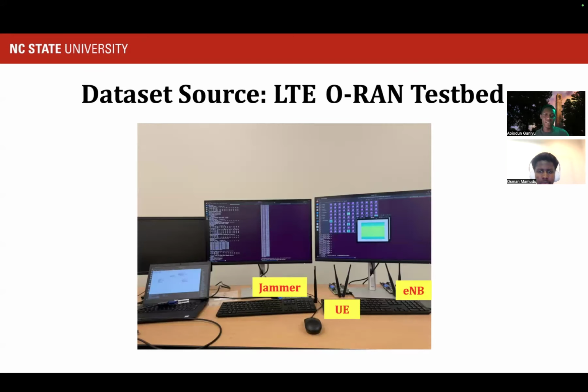For our data set, we'll be using a real-world LTE or 4G O-RAN testbed, which comprises the base station, the mobile device, and the jammer component. The jammer will be used to generate the different kinds of interference, and the base station is going to be used to generate IQ data, which will be used to generate data sets of spectrograms for us to be able to classify the various forms of interference.